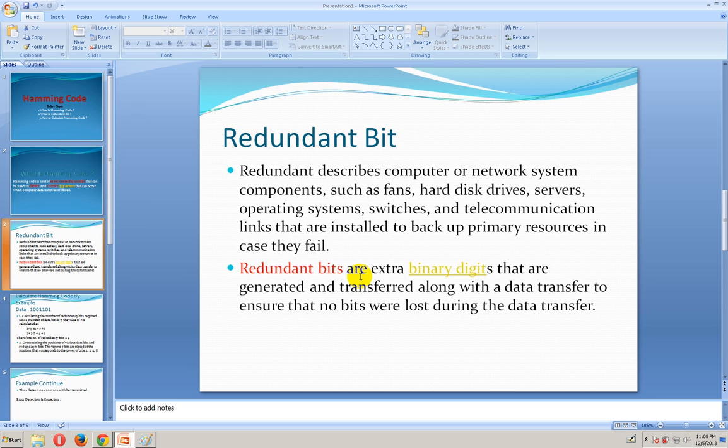Okay, let's look at the redundant bits. What are the redundant bits actually? Redundant bits are extra binary digits. I think you guys know about binary digits: 1001, only 1s and 0s like that. These digits are generated and transferred along with a data transfer to ensure that no bits were lost during the data transfer.